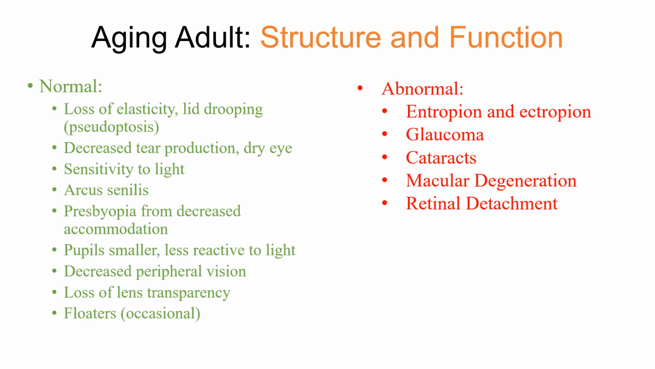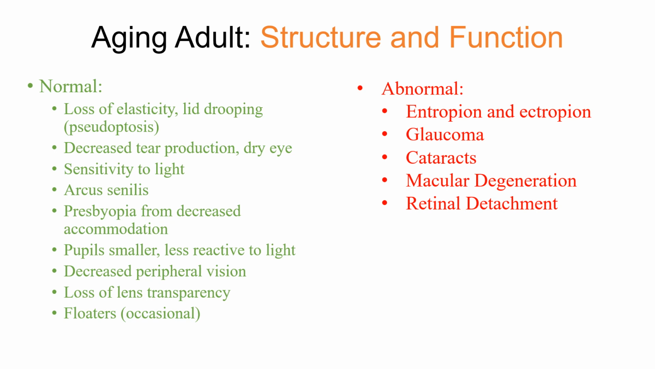So as somebody ages, they may have some changes to the eye. Some normal changes for the aging adult are some loss of elasticity, decreased tear production or dry eye, arcus senilis, which we'll show a picture of. It's a gray ring around the iris. Presbyopia, or near vision issues like needing reading glasses, etc., and decreased accommodation. The pupils may be less reactive to light, and this can be a challenge and make it harder to drive at night.